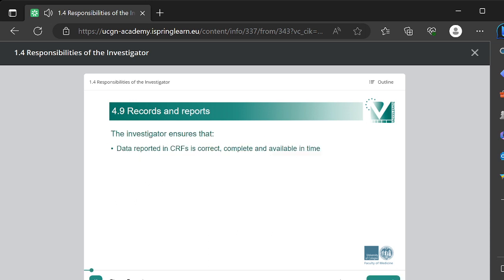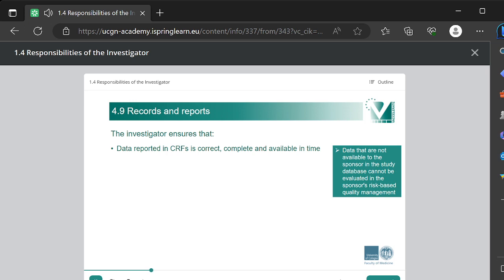Moreover, the investigator has to ensure that the data reported in the CRF is correct, complete, and available in time. What exactly "in time" means should be defined in the protocol, since data that are not available to the sponsor in the study database cannot be evaluated in the sponsor's risk-based quality management. The investigator also needs to make sure that data reported in the CRF is consistent with the source data, and that corrections in the CRF are carried out in compliance with GCP.